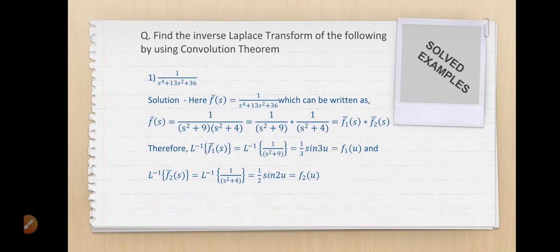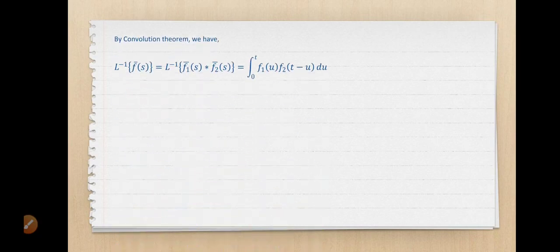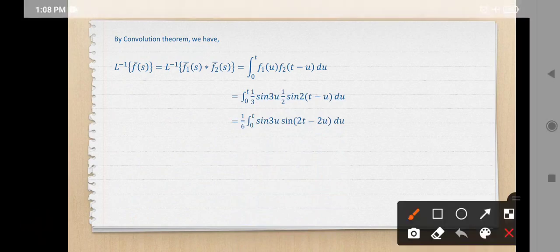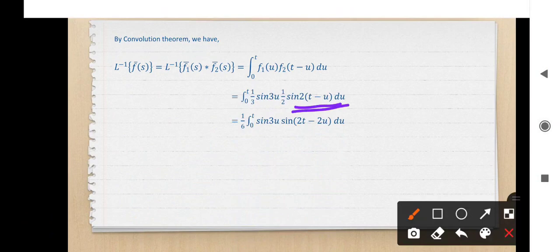Now the last step is to apply the convolution theorem. So here the general statement is written first. Now you have to substitute f1 of u as it is and f2 with the variable t minus u. Here 1 by 3 and 1 by 2 are the constant multipliers in multiplication form, so we can write them outside the integration as 1 by 6. And you can simplify this term, so as to get the next step as 1 upon 6 integration from 0 to t sine 3u into sine of 2t minus 2u.